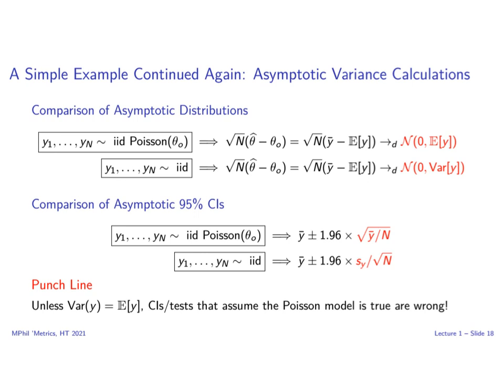So if we assume that the model is correct, our asymptotic distribution, square root of n times theta hat minus theta naught, is normal with variance equal to the mean of y. But if we don't assume the model is correct, the asymptotic distribution is still normal, but the asymptotic variance is not equal to the mean of y. It's equal to the variance of y.